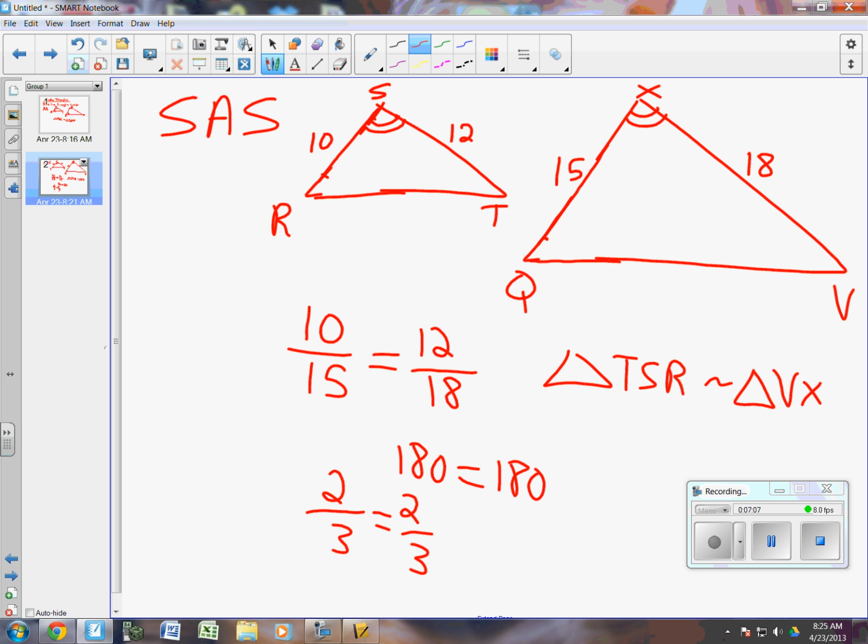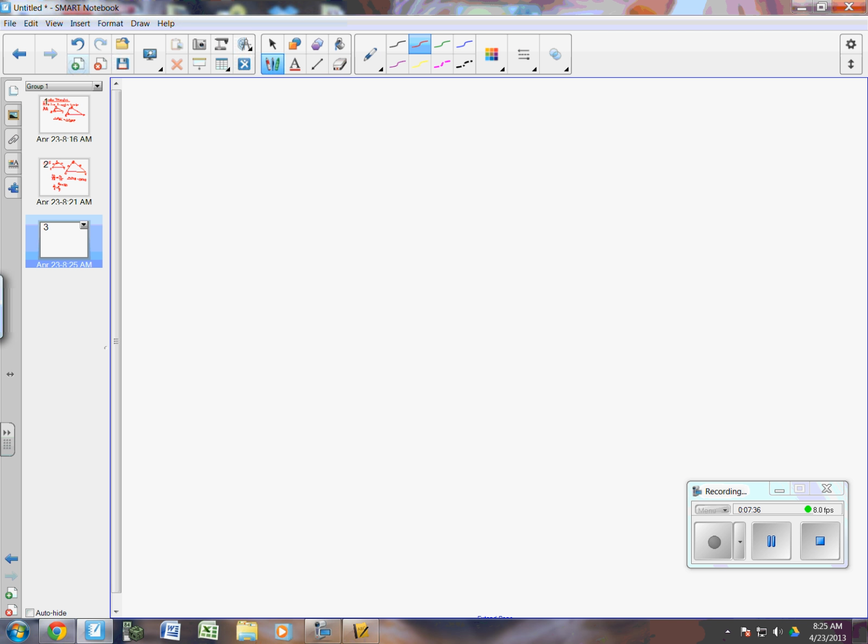VXQ. Okay? Because V corresponds to T, then X corresponds to S, and Q corresponds to R in that order. Okay, there's one more of these. What do you think the last one is? Side, side, side. Just keep in mind, you guys, any of the postulates we learned for proving two triangles congruent that had two angles in them, we're taking care of in the angle-angle postulate, right? So the last one we need is side, side, side.